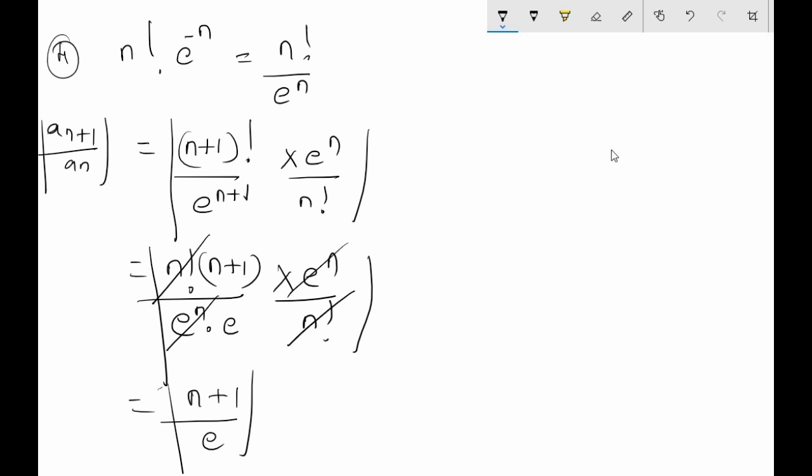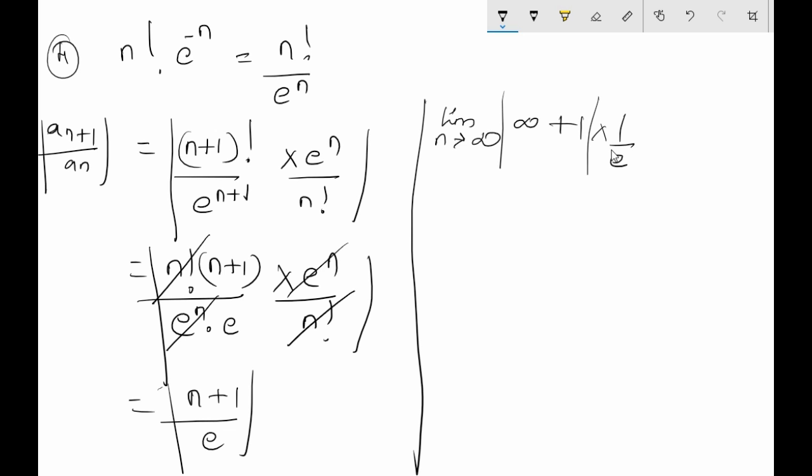We know that e is a constant, hence putting the limit n tends to infinity, we will be getting infinity plus 1 by e. Anything plus infinity will be infinity. So by ratio test, we will be getting L greater than 1. Hence it is divergent by ratio test.